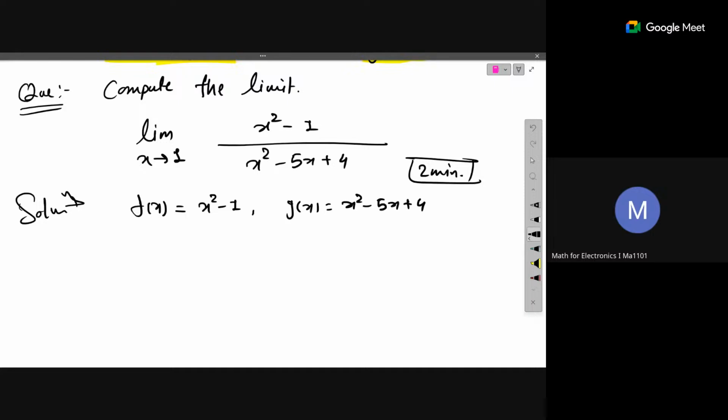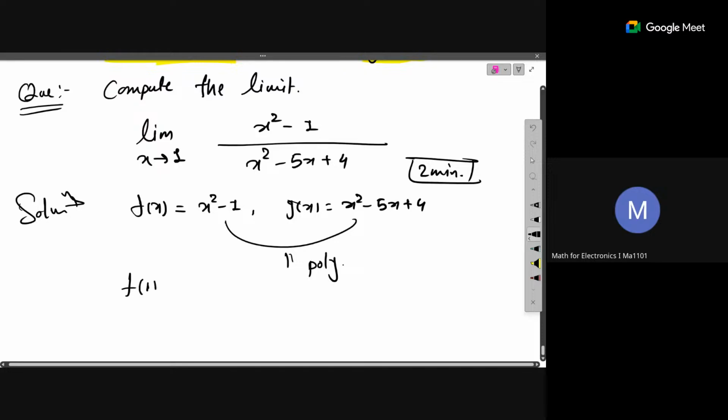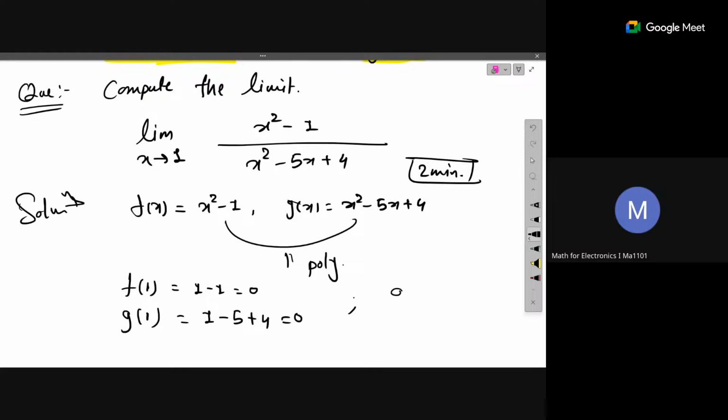And these two functions are obviously continuous and differentiable over some small neighborhood of x equals 1, because again they are nothing but polynomials, and we know that polynomials are differentiable everywhere. So we have all those conditions. Moreover, we have 0 by 0 form. That means if you calculate f of 1, f of 1 is nothing but 1 minus 1, which is equal to 0. And g of 1 is 1 minus 5 plus 4, which is again 0. So here we have 0 by 0 form.